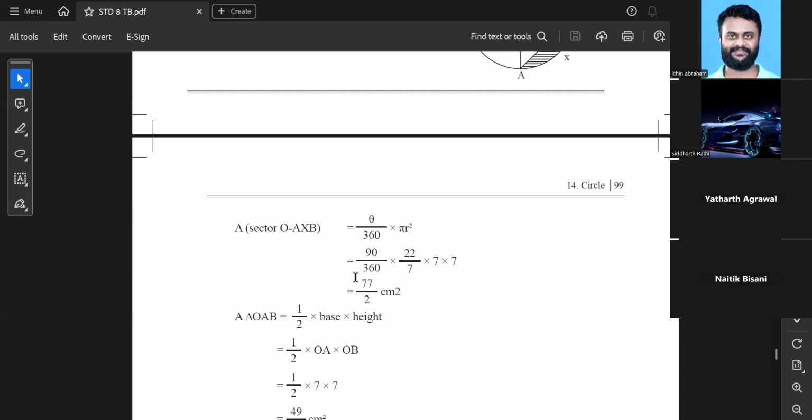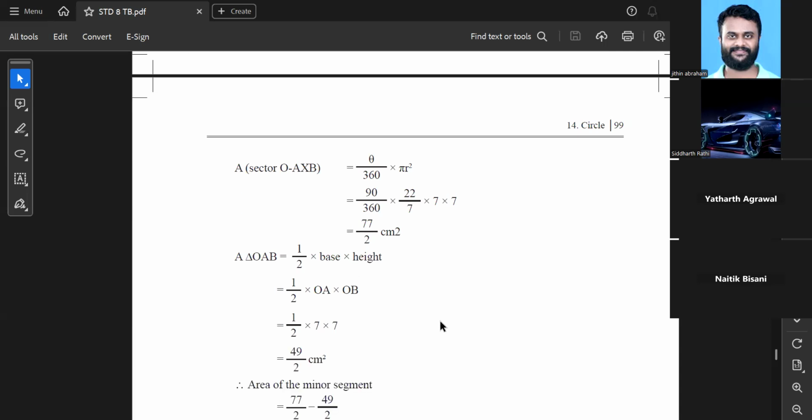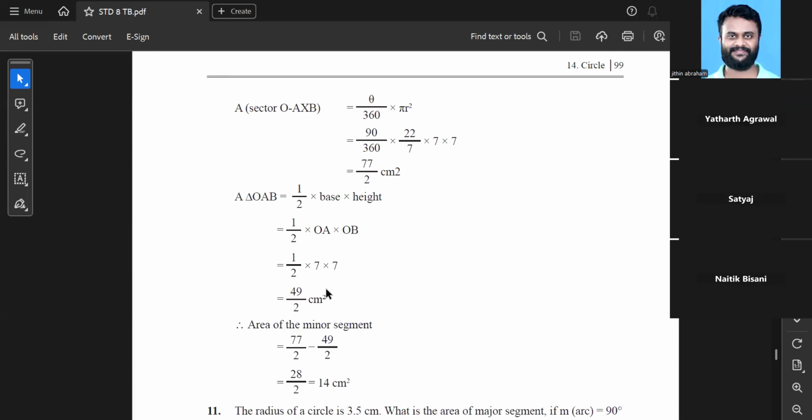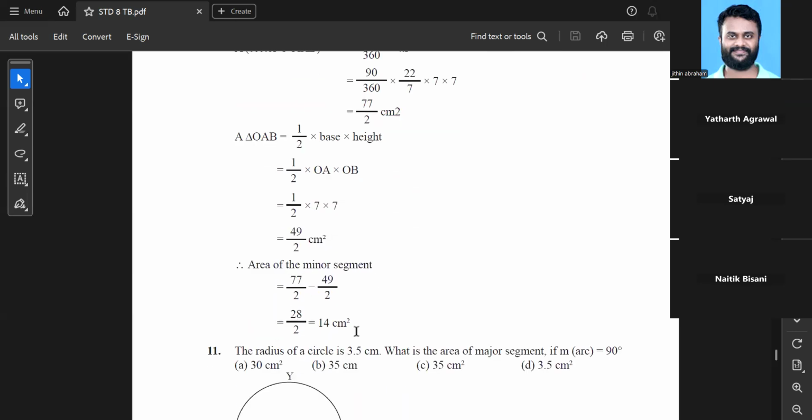So first we are finding the area of the sector, then we are finding the area of the triangle, that is half into base into height. Okay. Then when you subtract them, you will get the correct answer. This is how things are working around. I hope it's clear.